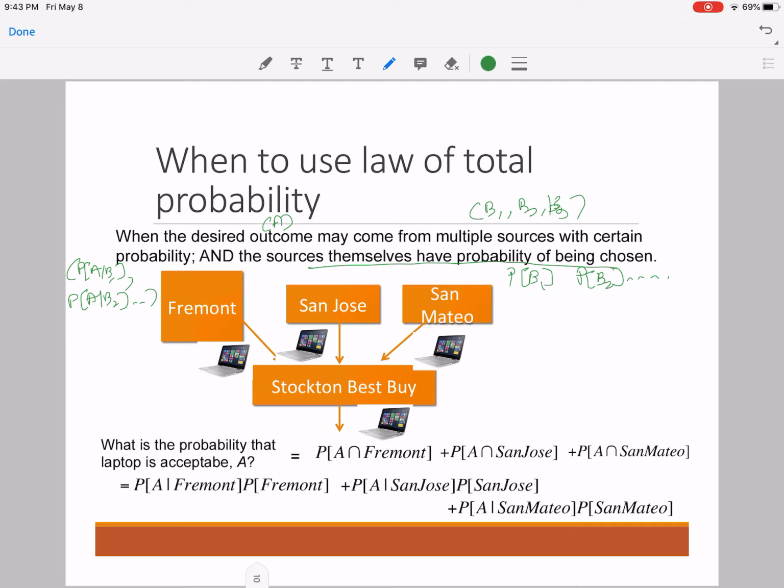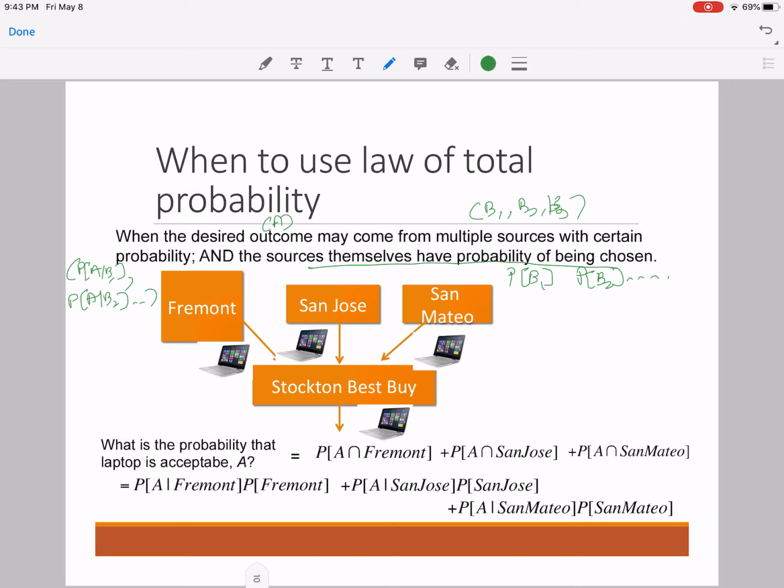Now let's say that I go to Stockton's Best Buy and I'm interested to purchase a laptop from there, and I'm interested in the probability that a laptop that I picked up is good, or acceptable. Further assume that Stockton's Best Buy gets its laptops from 3 warehouses, one from Fremont, one from San Jose, one from San Mateo. Furthermore, these warehouses provide different numbers of laptops to the Stockton's Best Buy.